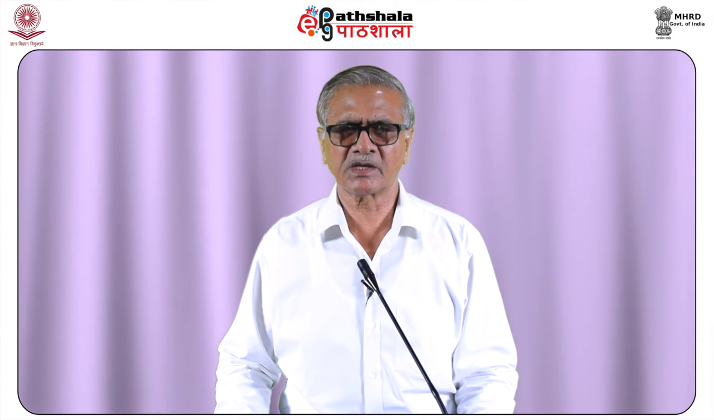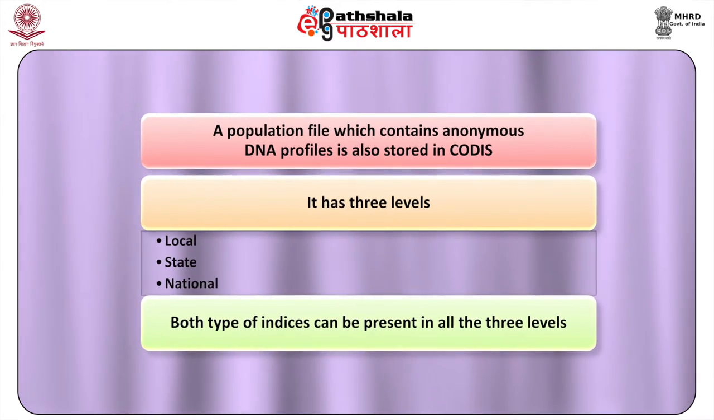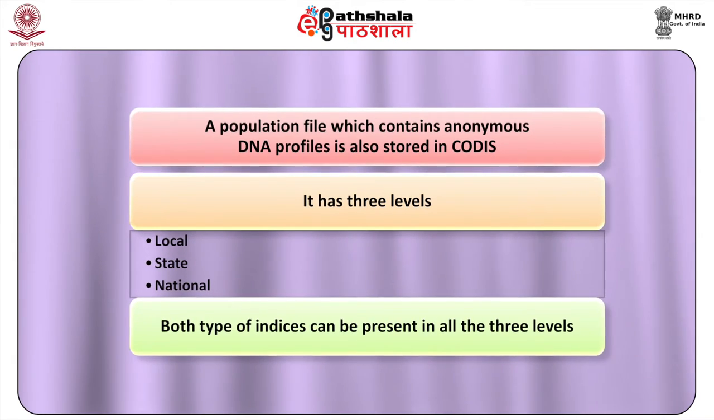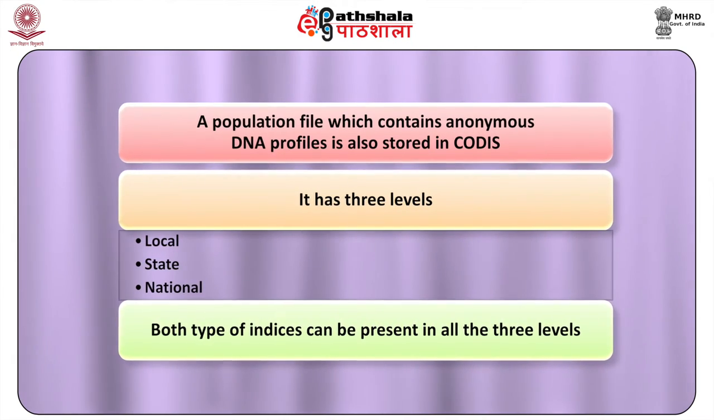Specimen identifier, name of the DNA personnel associated with analysis, sponsoring laboratory identifier and DNA characteristics are stored in CODIS. No criminal history or case related information is stored in it. If a DNA profile matches with the forensic index, then it helps in linking crime scenes together and helps in identification of serial criminals. A population file which contains anonymous DNA profiles is also stored in CODIS.